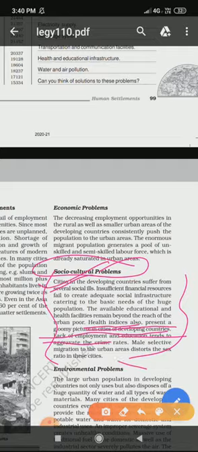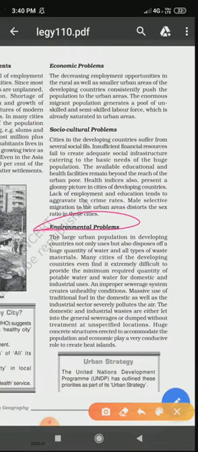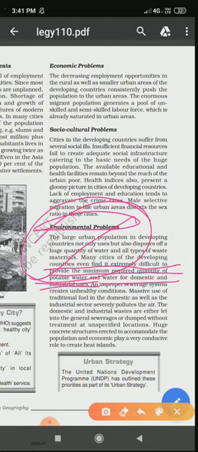Next is environment problem. Here also, if the environment is not healthy, obviously people will face disease problems related to health. Many cities of developing countries find it extremely difficult to provide the minimum required quantity of potable water, water for domestic and industrial uses. So these are the main problems regarding environment.